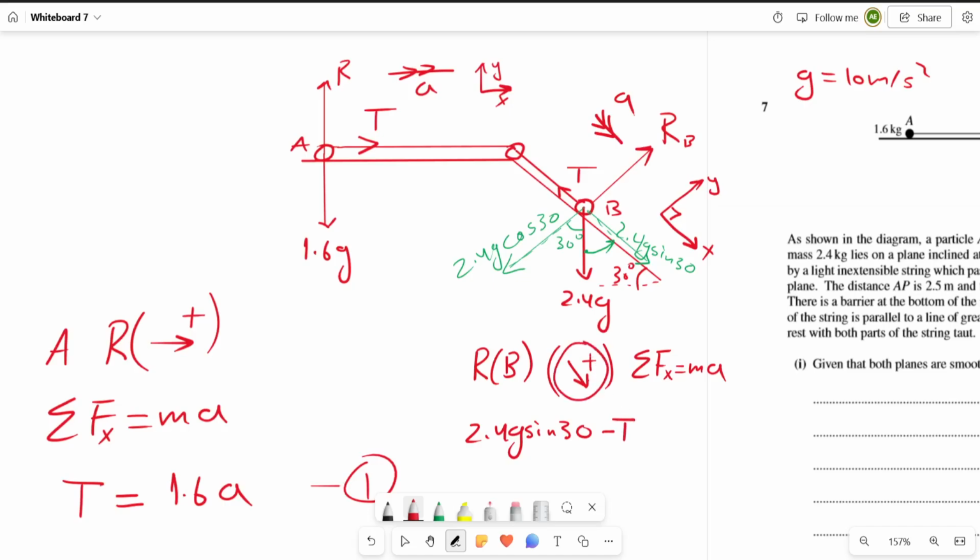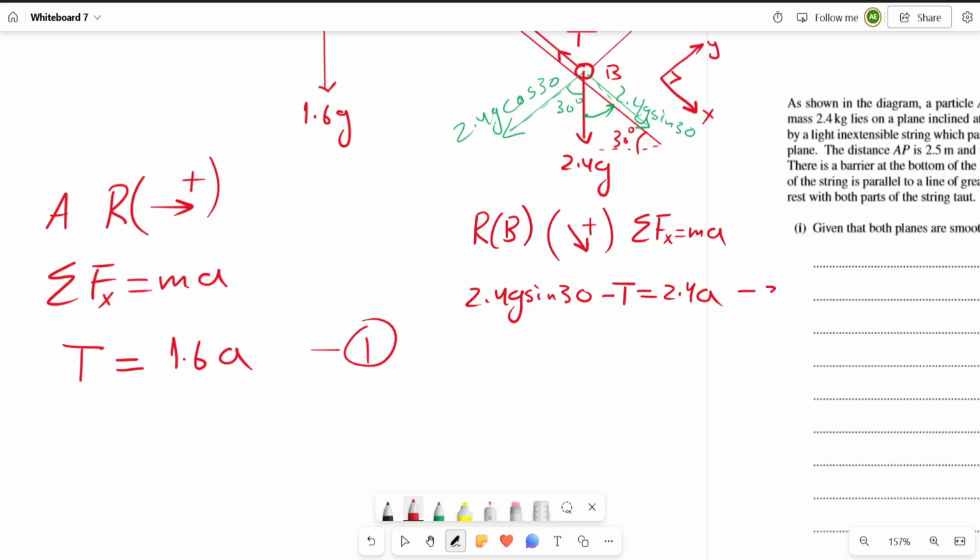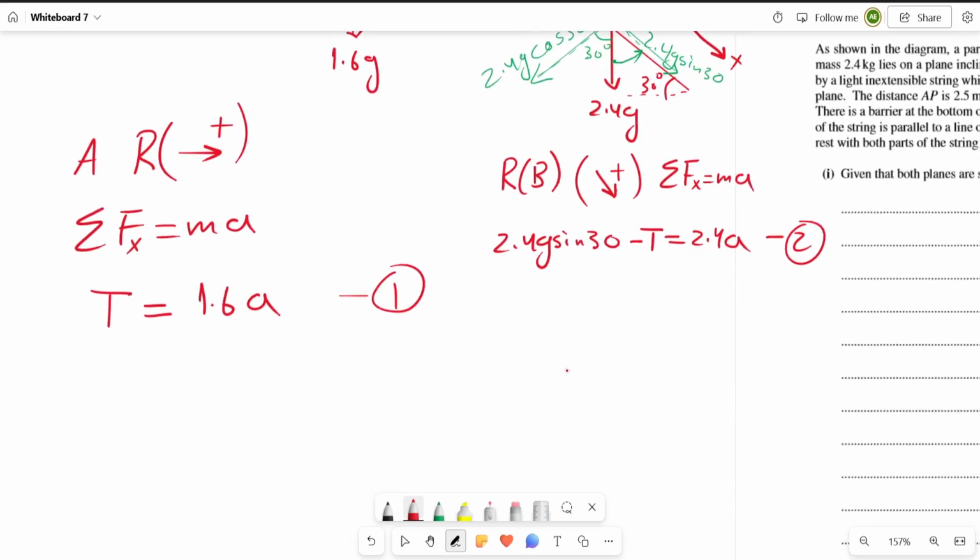Why negative? Because my down the slope direction is positive. Equals, that's it. I don't have any other forces in this X direction, so that's it. These are the sigma forces, equals mass, which is 2.4, times acceleration, which is A. So from here, this is my second equation. From here, I can solve for T and A.